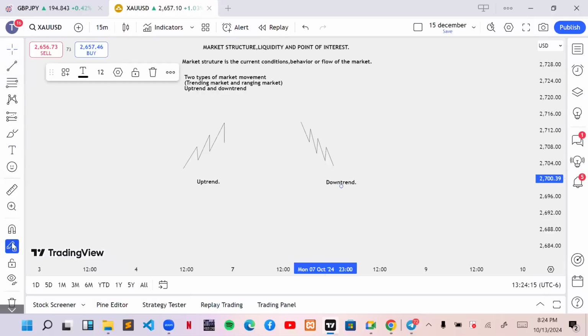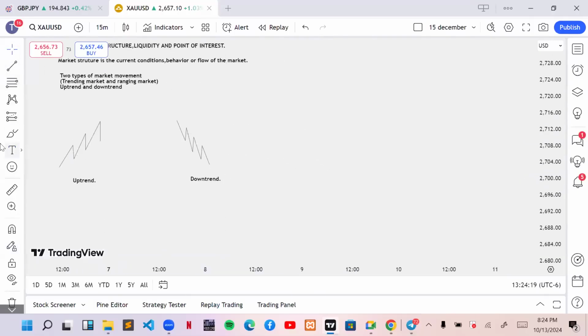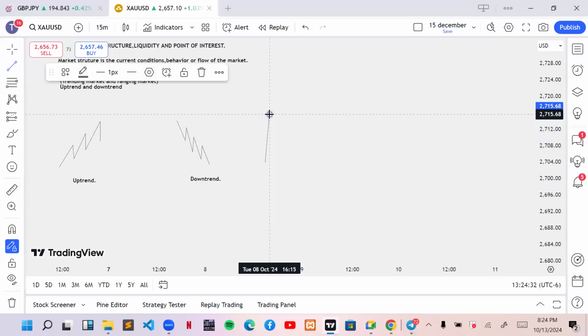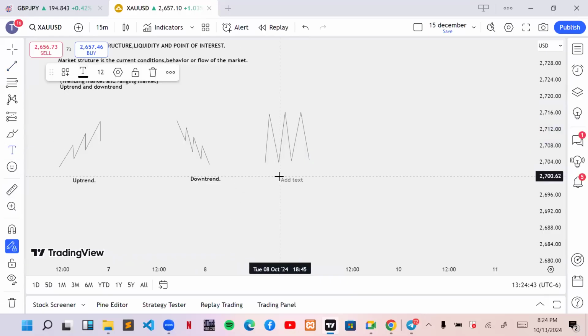And then the third type of market movement is the ranging market. So a ranging market looks a bit like this. It's when the market moves from one range to another. It can be from your support to the resistance, from resistance back to support, from support back to resistance, and so on. So this is what a ranging market is, a consolidation. It means the market is not trending in any direction, so a range.